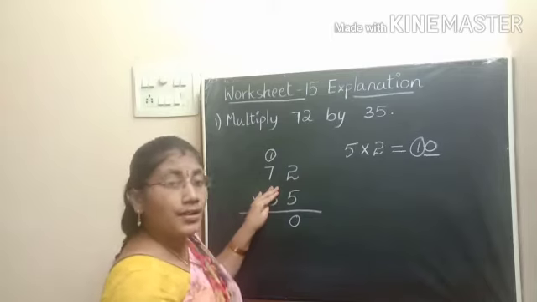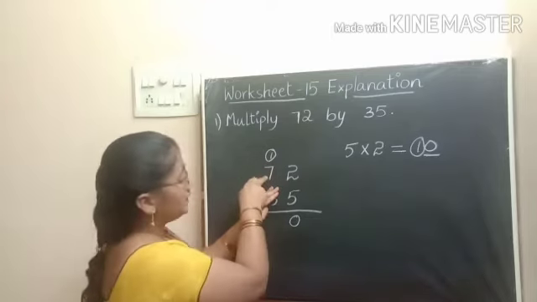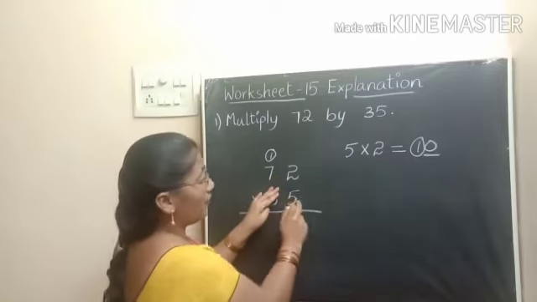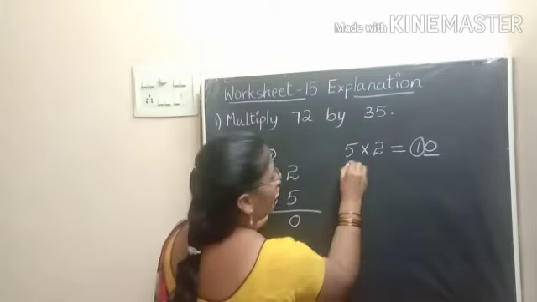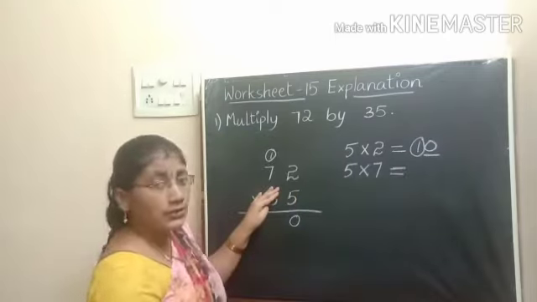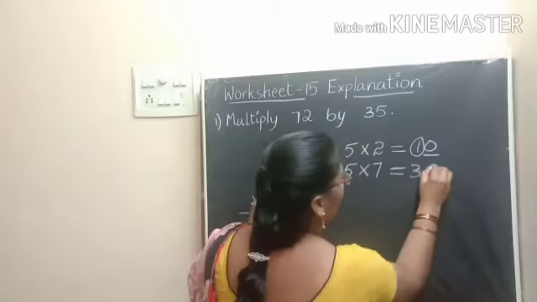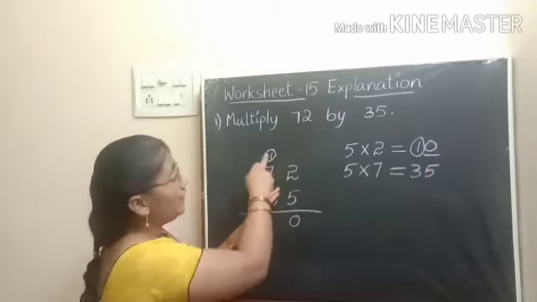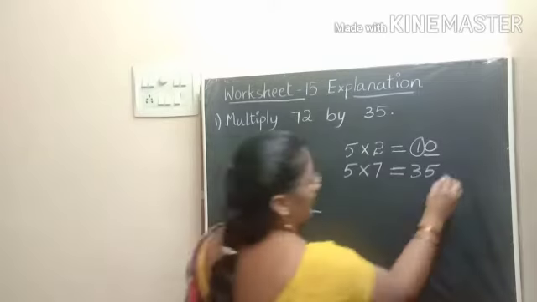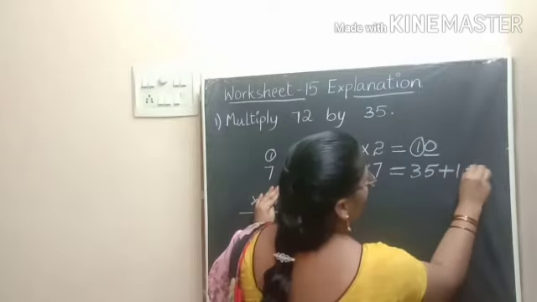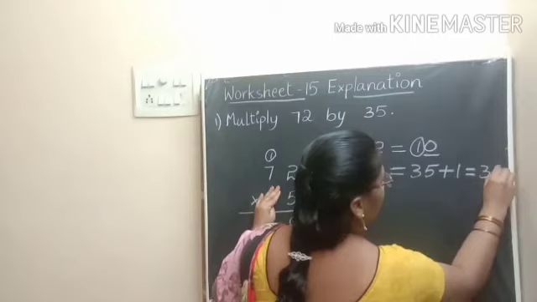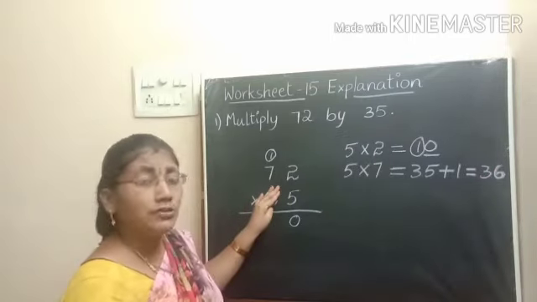Understood, children? Now we should multiply the digit in tens place with 5. So we have to take multiplication between 5 and 7. 5 sevens are 35. But we have a carry, so we should add that carry to this result. So, plus 1. How much is it? 35 plus 1 is equal to 36.